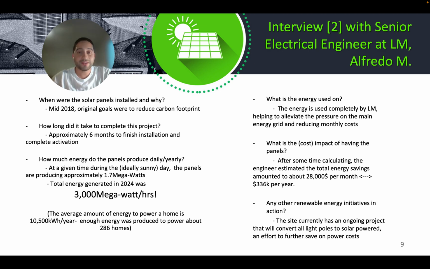The energy is used by the Lockheed Martin site, which helps to alleviate the pressure on the main energy grid and reduce his monthly cost, which after some time calculating came out to about $28,000 per month in savings, about $336,000 per year. I asked about any other renewable energy initiatives in action. He mentioned that the site currently has an ongoing project that will convert all the light poles to solar powered, which is an effort to further save on power costs.